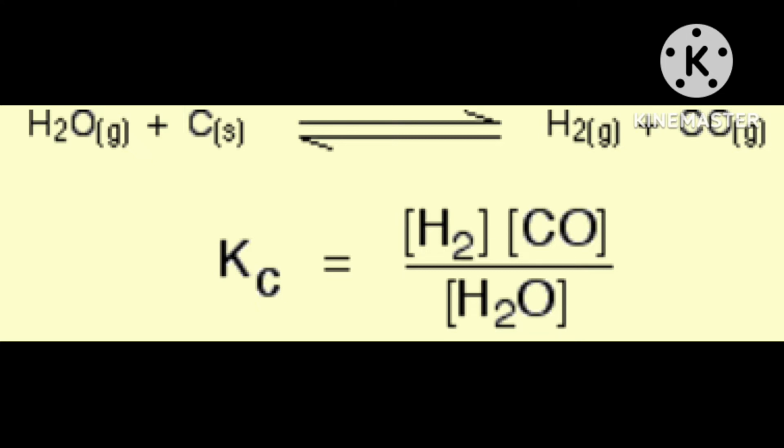Then out of three, two are constant. Calcium oxide, which you have written upside, is constant, and calcium carbonate, which you have written down, is also constant. Then only carbon dioxide gas upside is remaining. Only that you have to consider. You do not have to consider the constant values.